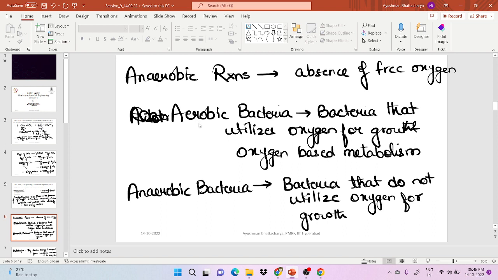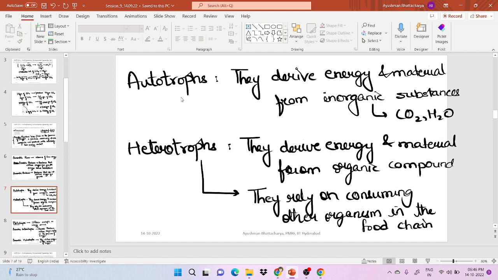So what is meant by aerobic bacteria? Bacteria that utilize oxygen for growth and oxygen-based metabolism. And what is anaerobic bacteria? Bacteria that do not utilize oxygen for growth. Now I also discussed autotroph. Autotrophs derive energy and material from inorganic substances. Heterotrophs derive energy and material from organic compounds. The difference between both is that autotrophs derive from inorganic substances, however in heterotrophs it is organic compounds from which they derive the energy.